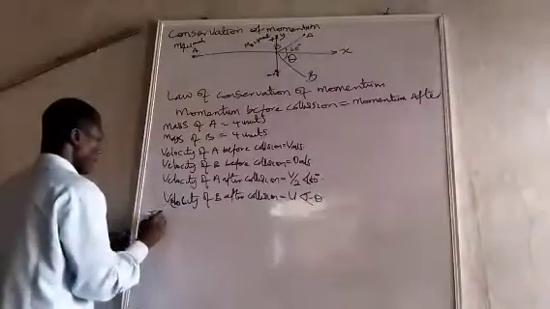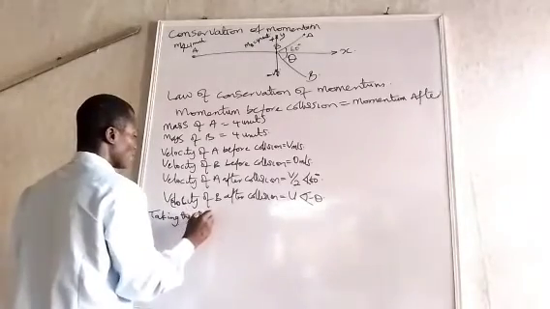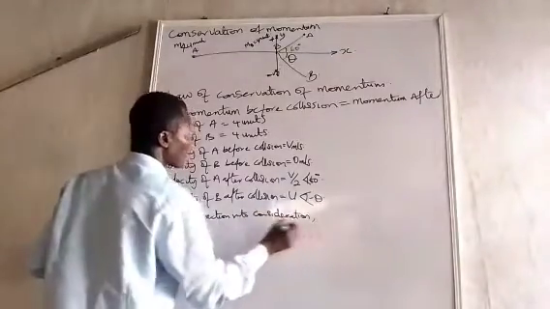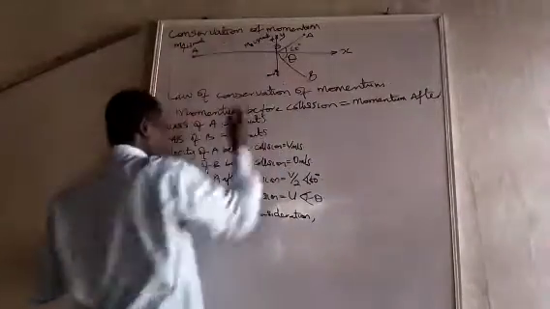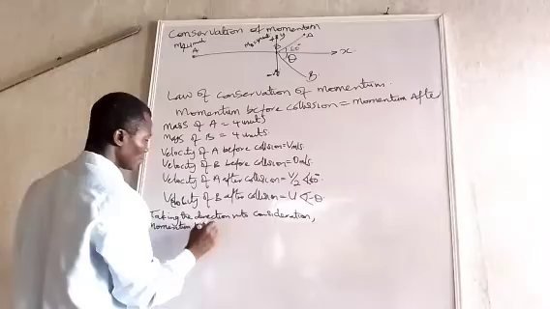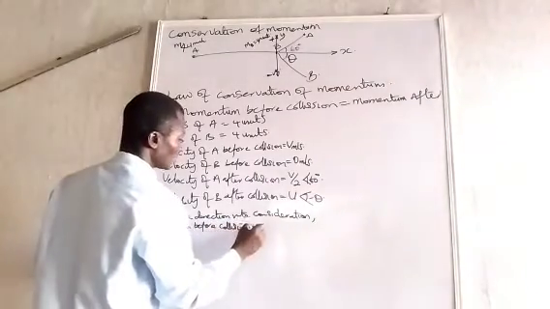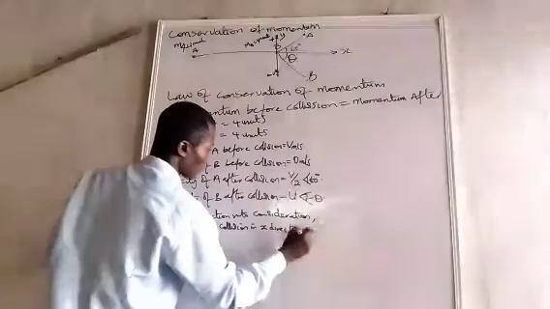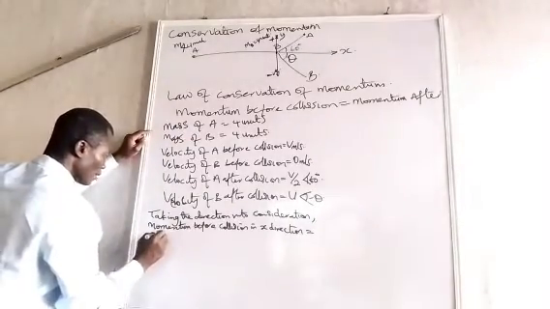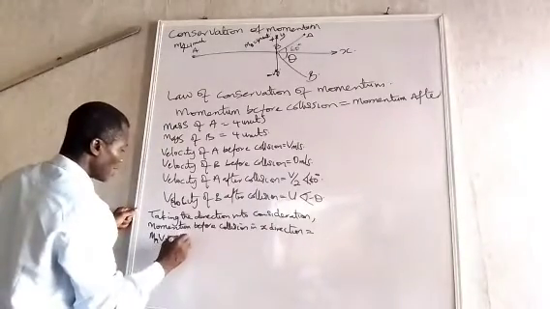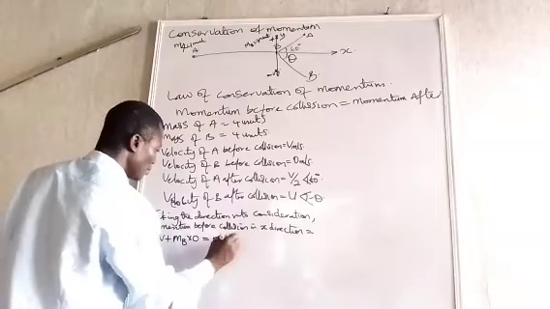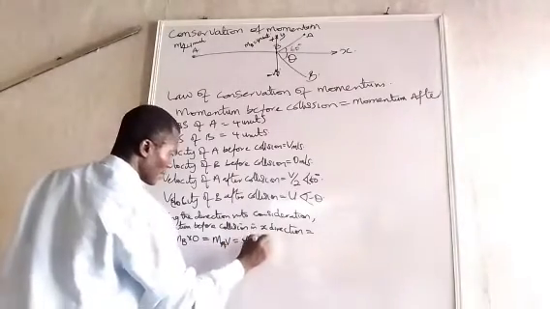Now, taking the directions into consideration, we have decided that this one is the x direction and this one is the y direction. Momentum before collision in the x direction will be equal to M A V plus M B times 0, which is M A V, which is 4V kilogram meters.